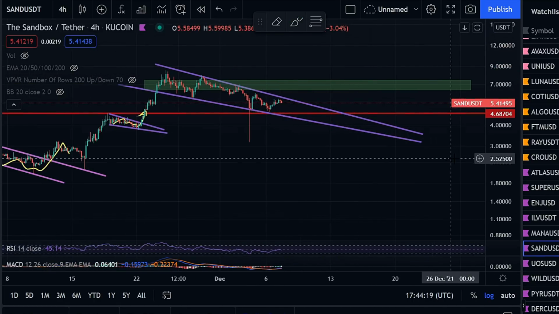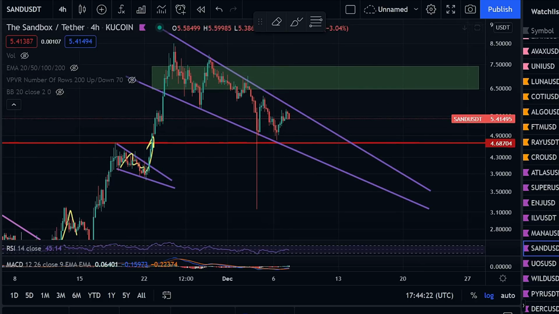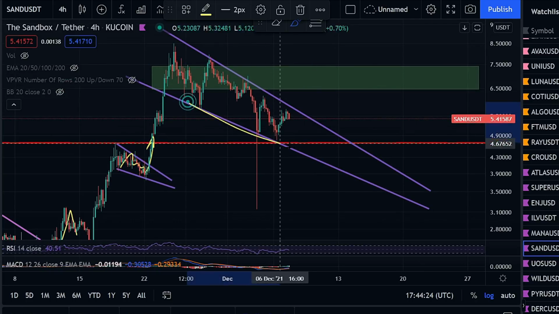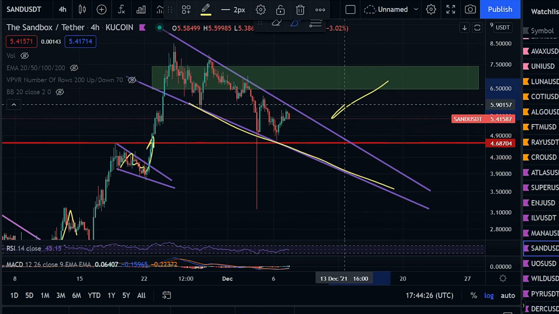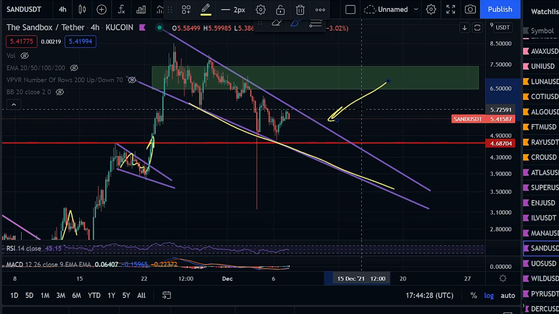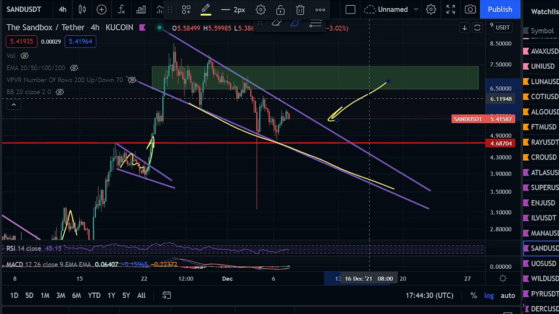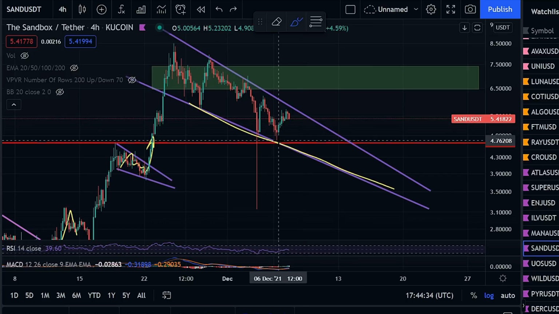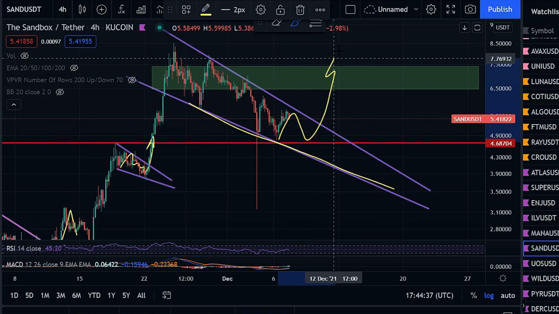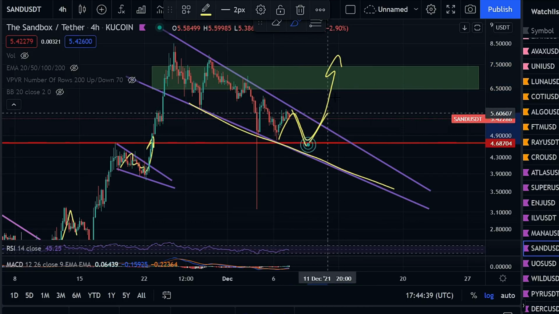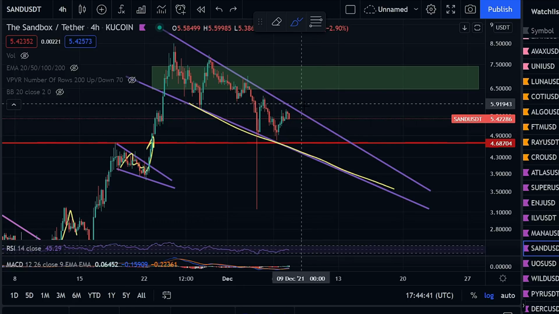What I'm looking at for Sand right now is that as long as we are staying above this level of support here, I'm expecting this break to the upside. Look, I don't have a crystal ball. I can't tell the future, but I'm giving you guys what's within the realm of possibilities and what I think is the most probable. And I think the most probable is that we come down and maybe find a retest here before a breakout to the upside, or something of that nature.